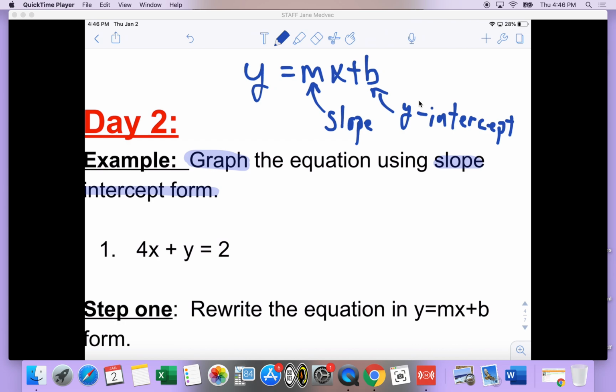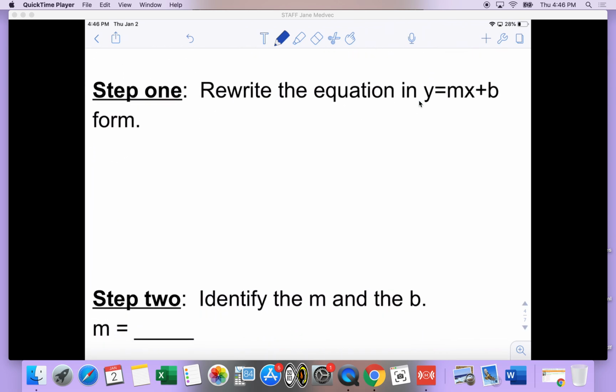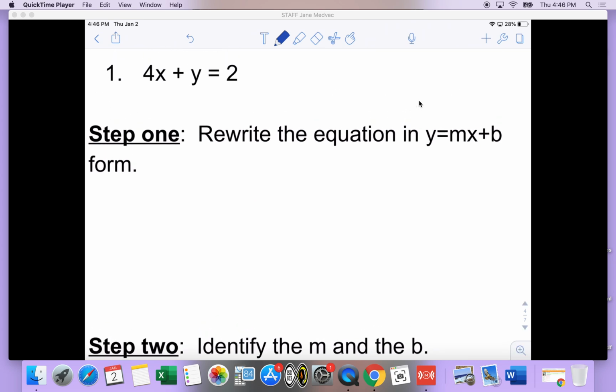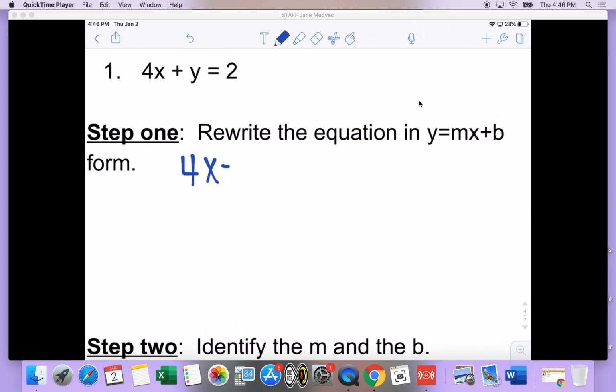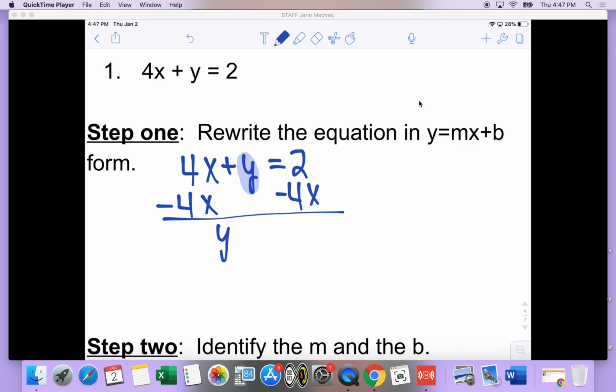Okay? So when we look at this first problem, what we need to do is get the y by itself. So I'm going to come down here, step 1, rewrite the equation in y equals mx plus b form. So I'm going to take this equation, and I'm going to get the y by itself. So I'm going to highlight this. I want to get that by itself. So I'm going to subtract 4x from each side. I end up with y equals, and the x comes before the 2. So I'm going to go minus 4x, and I'm going to go plus 2. So now I got it in slope-intercept form, and I am done with step 1.